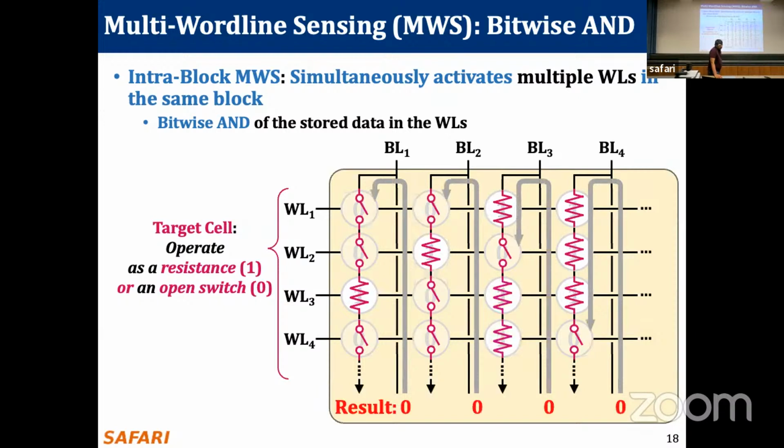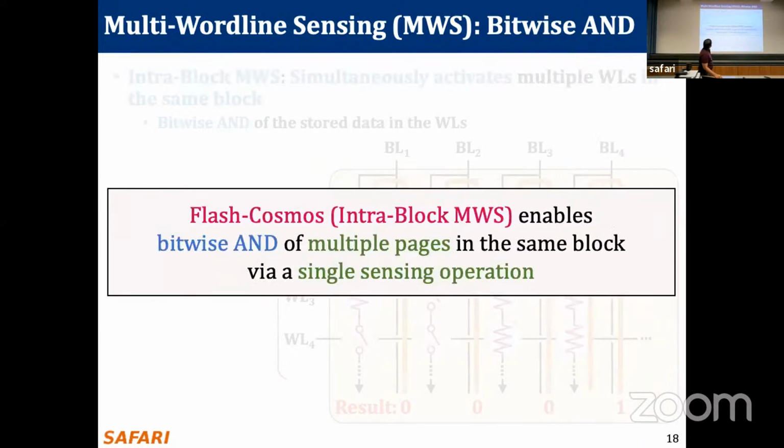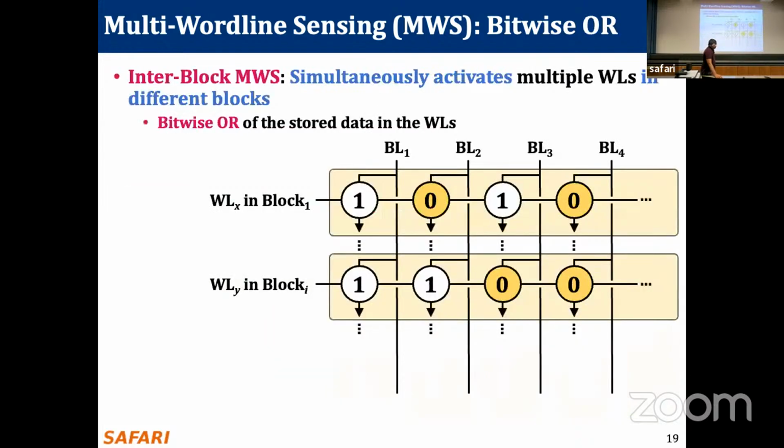Let's look at a scenario where we have to read 4 word lines. Similarly, here the bit line current passes through the NAND string, and even if there is a single open switch, the current doesn't flow through the NAND string, and the result would be a 0. This is the result that we expect from a bitwise AND operation. So the intra-block MWS operation enables bitwise AND of multiple pages in the same block via a single sensing operation.